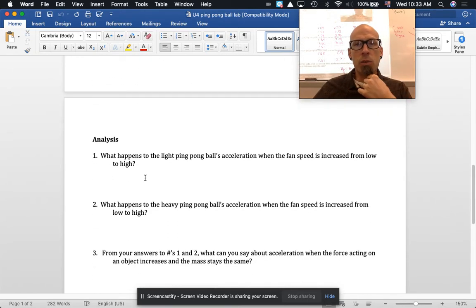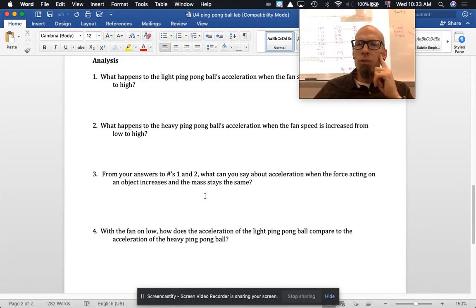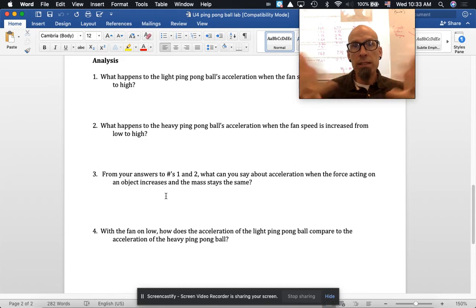Now down to these questions. So what happens to the light ping pong ball's acceleration when the fan speed goes from low to high? So light ping pong ball, low to high. What gets faster? What happens to the heavy ping pong ball's acceleration when the fan speed goes from low to high? It gets faster. So from your answers to numbers 1 and 2, what can you say about the acceleration when the force acting on the object increases, but the mass stays the same? If the force increases, but the mass stays the same, what do we know about acceleration? It gets faster, it goes up, right?